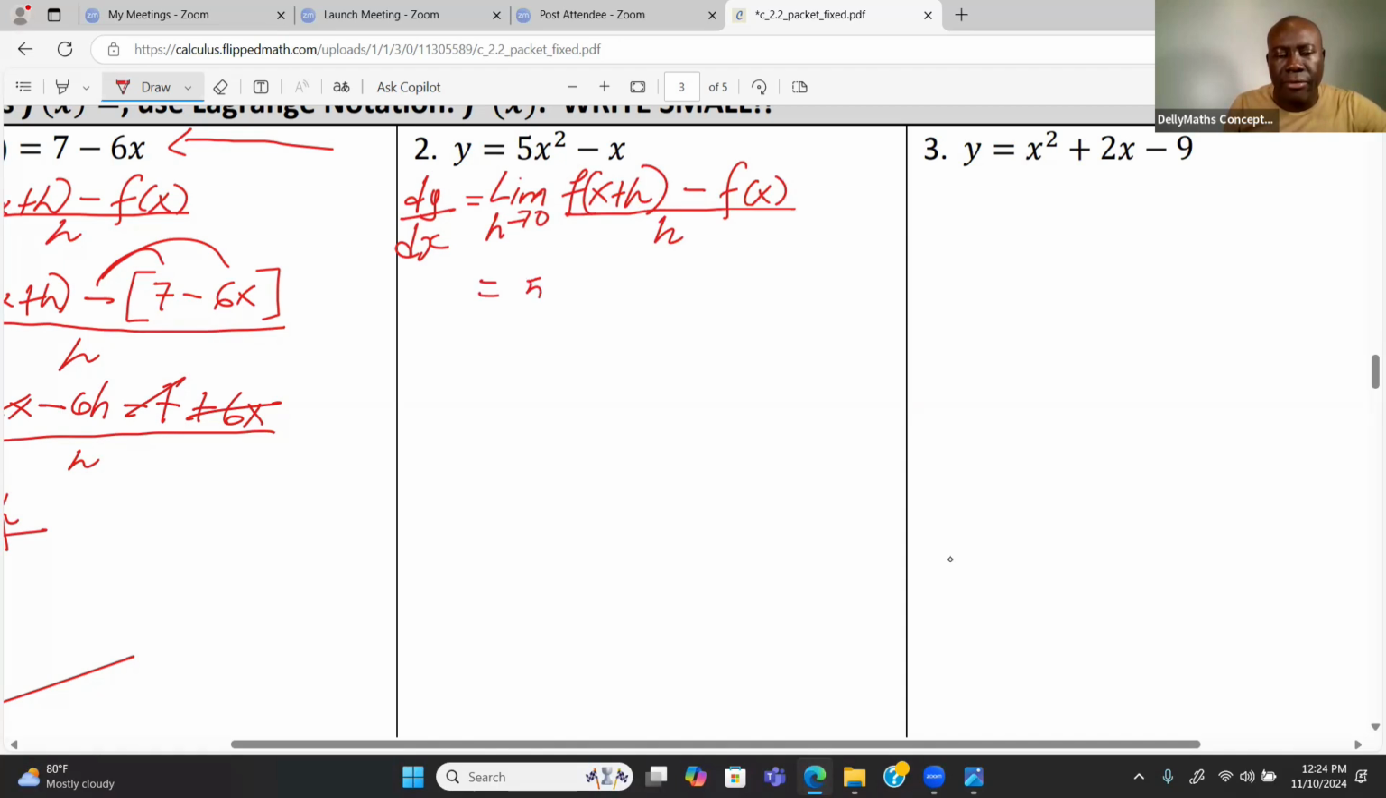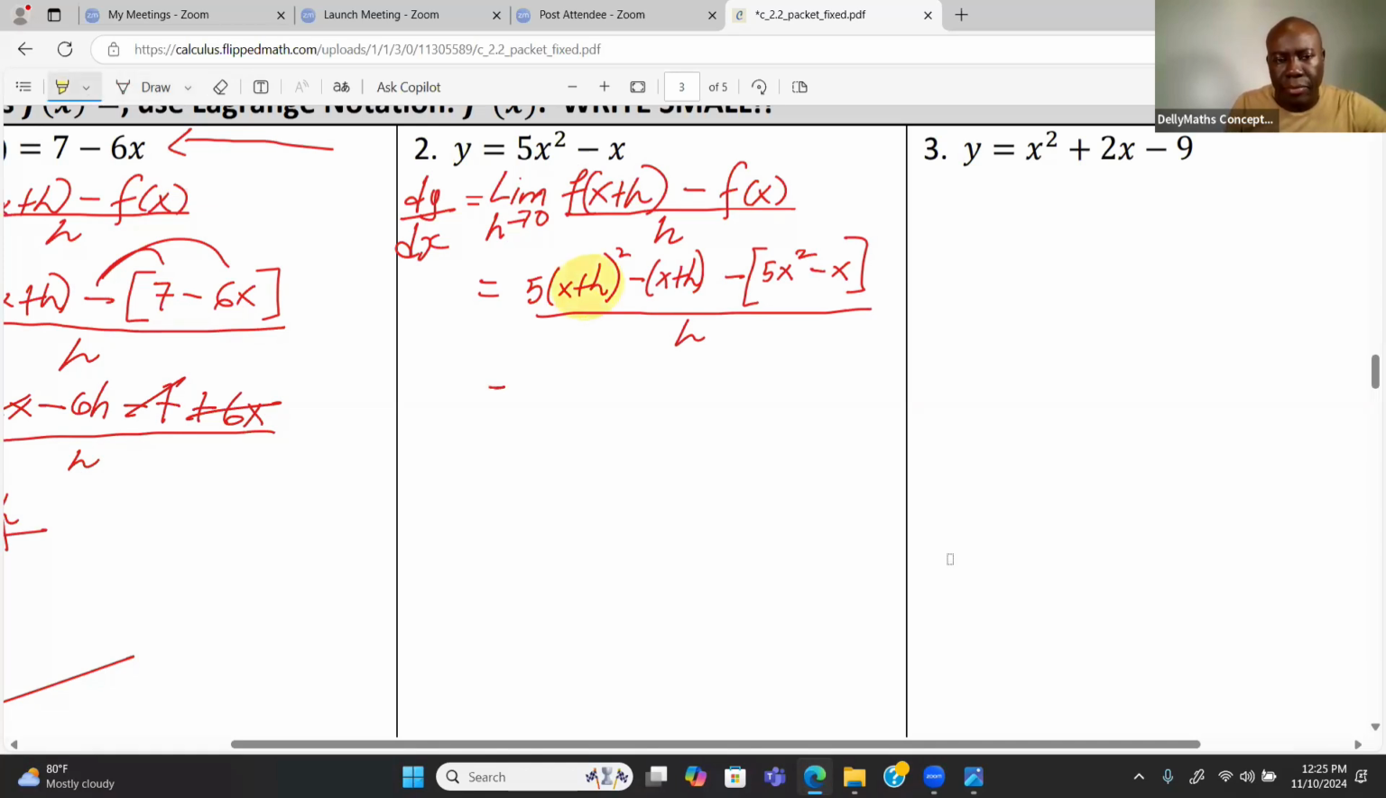So basically, we're going to have 5, open bracket, x plus h, and we're going to square that. Then we're going to have minus, in bracket, x plus h. And then we're going to take away the entire function, which is 5x squared minus x. All of this must be over h. Now let us work out these in parts. So I'm going to work out this part first.